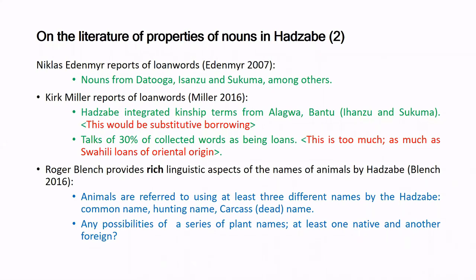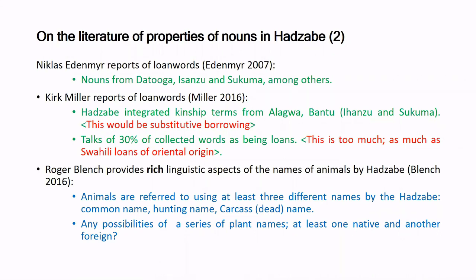And also, as regards other literature on nouns in Hadzabe, I'm interested in a paper by Roger Blench on the names of important animals, names of large animals, which appear to have three names. An animal can have a common name, a hunting name, and a name when the animal is a carcass, is dead, the name for the carcass.